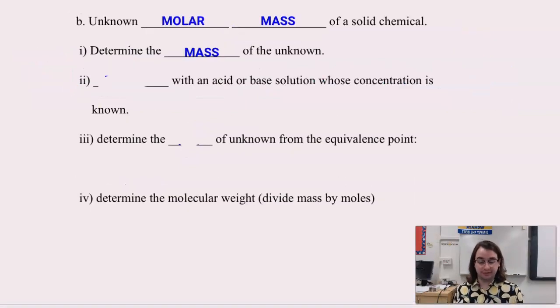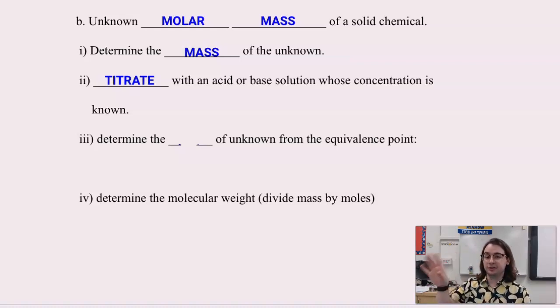We've determined molar mass in the past, so it works kind of the same way, except this time we're just going to be finding moles in a different way. The first thing we're going to do is determine the mass, which usually means we use a scale or something. Then we're going to titrate it with either an acid or a base in order to bring it to equivalence. And remember, when we're at equivalence, that means the moles of our known thing are equal to the moles of our unknown thing.